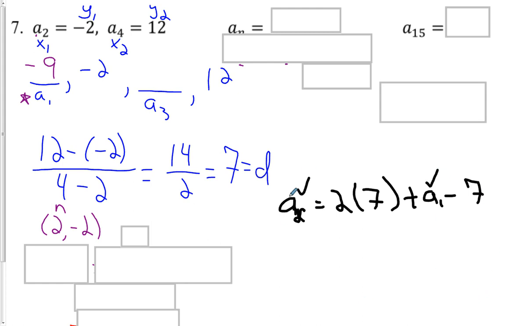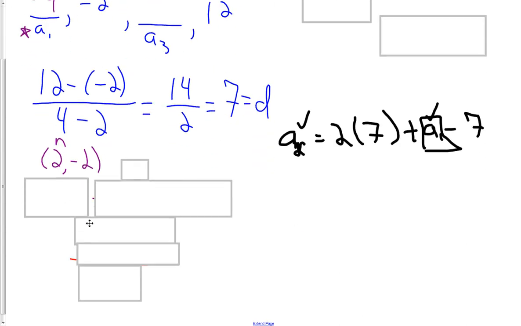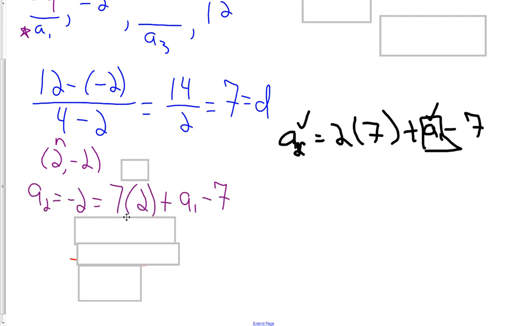We already know, like here's our one variable. I shouldn't check mark both, but I want to redo that one. But this is what we're solving for here. And we already know a sub 2 is minus 2, and you can plug it in and solve. So that's what I'll do down here just to show you that other method. A sub 2 is minus 2, and that will equal 7 times 2, I did d times n this time, plus a sub 1 minus 7.